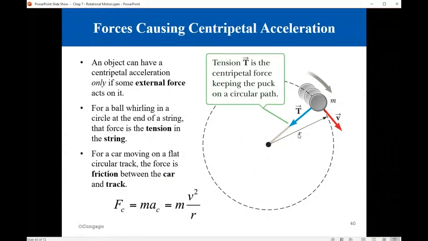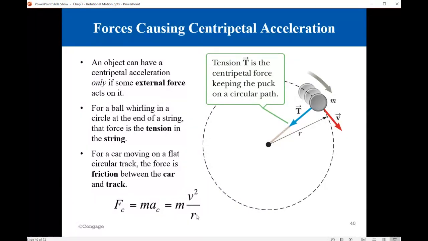And if you consider, for example, a ball whirling in a circle at the end of a string, the force is going to be the tension force in the string. For a planet, it's the gravitational force. So keep this in mind. If you have a car moving on a flat circular track, the centripetal force is generated from the friction between the tires and the track.